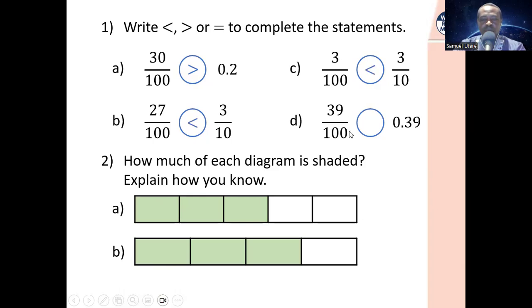Here, 39 hundredths is equivalent to or the same as 0.39. 0.39 is 39 hundredths. So we use the equal sign.